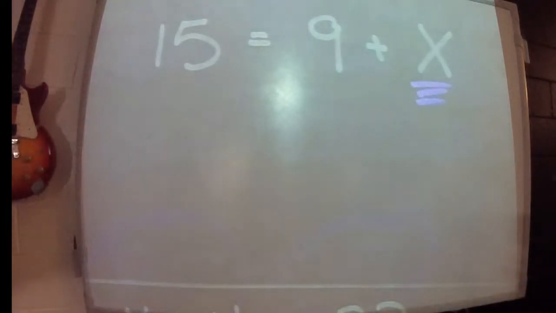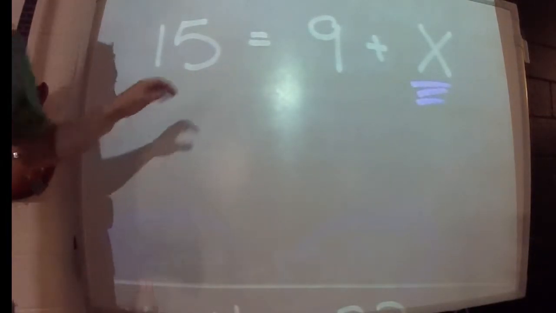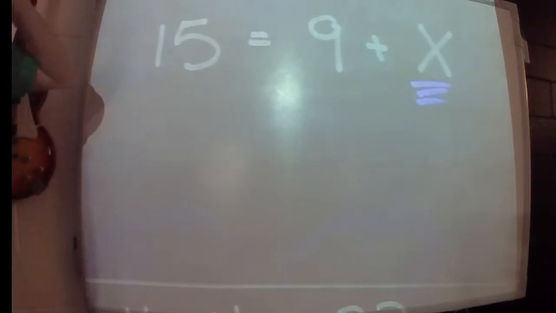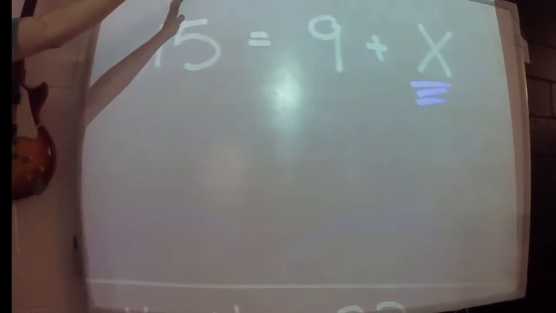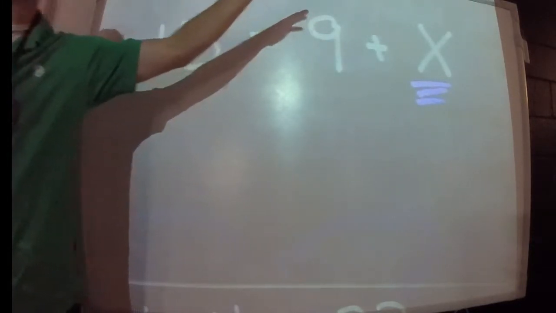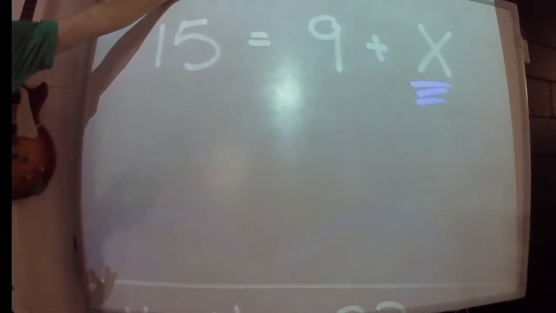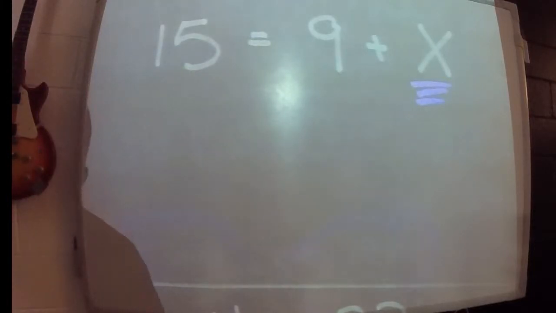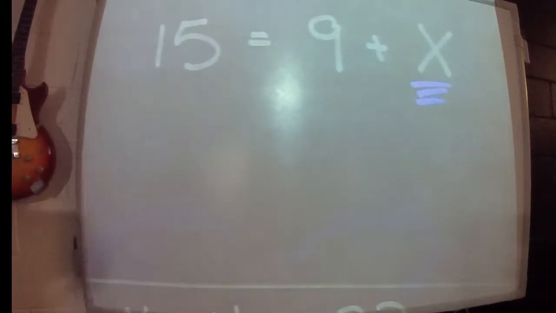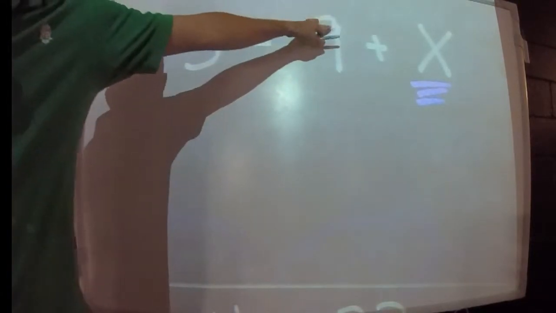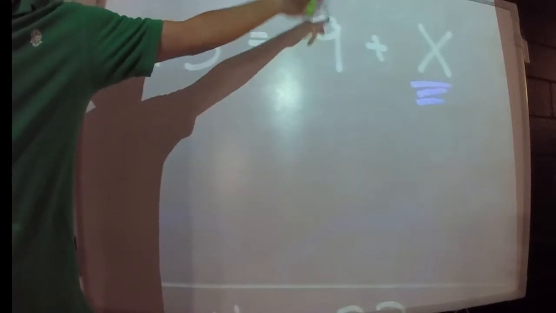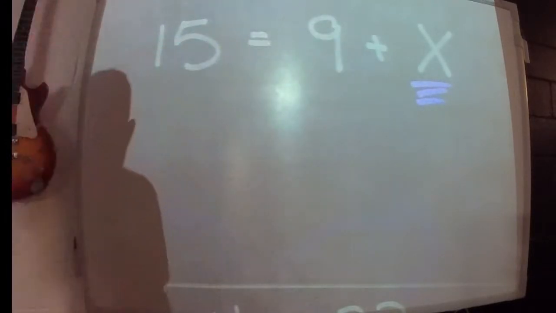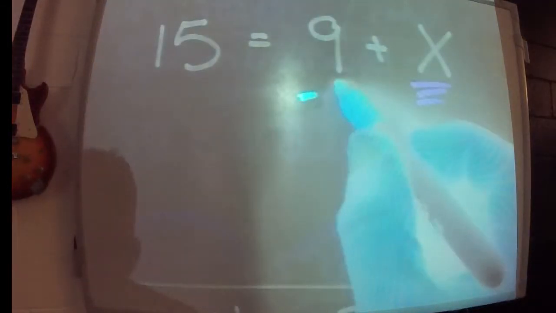There's the x. Think of the x as a troubled child. It wants to be what? Isolated. Is there anything over there on x's side that's other than x? 9. 9 is over here. So what we need to do is kill that 9 off so x can be by itself. If you have a positive 9, what kills a positive 9? Negative 9. So put a negative 9 or a minus 9 underneath it.